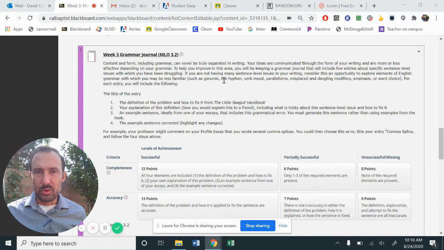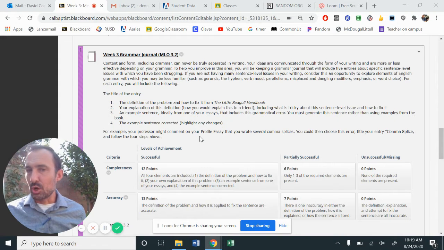Looking at this, if you are not having many sentence level issues in your writing, consider this an opportunity to explore elements of English grammar which you are unfamiliar with. So you're going to be putting together this entry based upon your own reading and your own writing. Begin to piece together a definition of a problem and how to fix it.